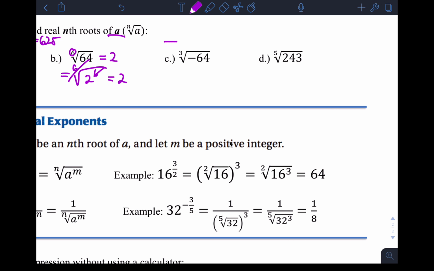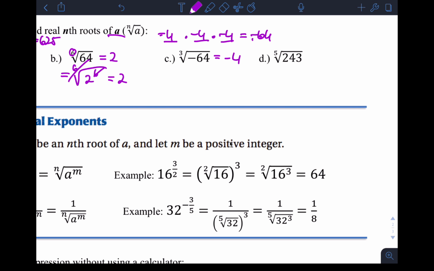Likewise here, which number times itself 3 times is negative 64? So in this case, it's negative 4 times negative 4 times negative 4 is negative 64. Negative times a negative times a negative is still a negative. And so the answer to this is just negative 4.